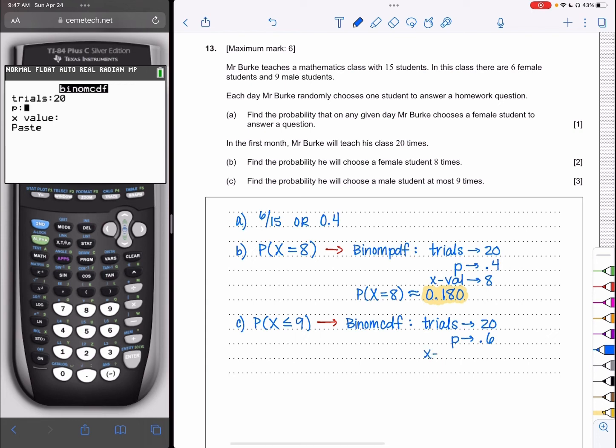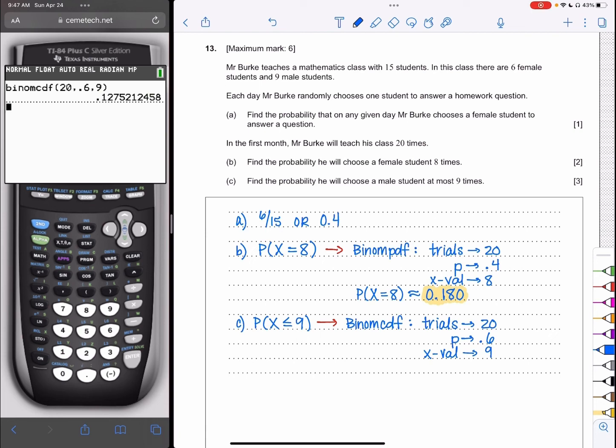So remember, when you do CDF, you have to understand that it does the X values for that value or less. So I know that my X value here is going to be 9 because it's going to be 9 or less. Now if it says less than 9 times, then you will have to put an 8 for the X value because it will be 8 or less. You don't want to include the 9.